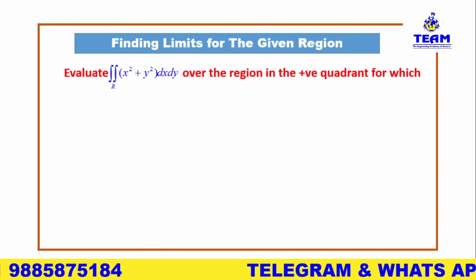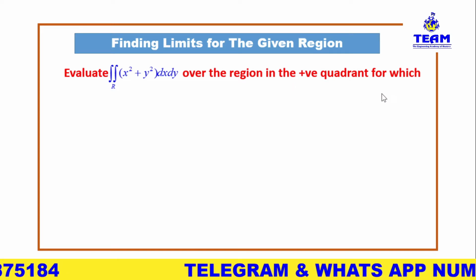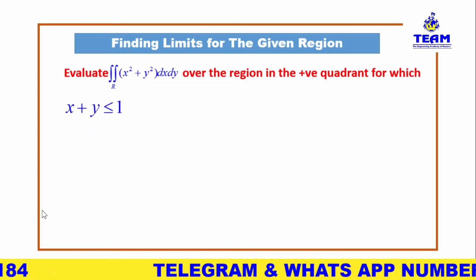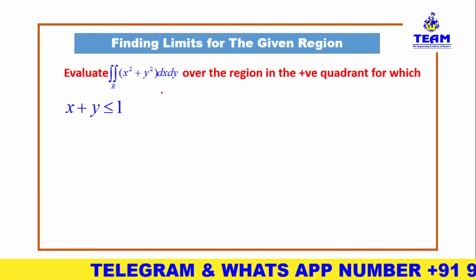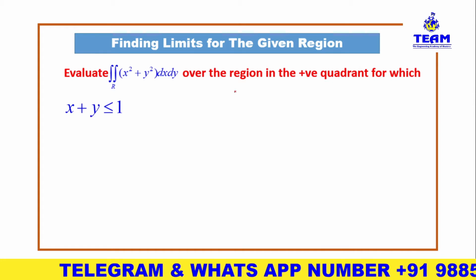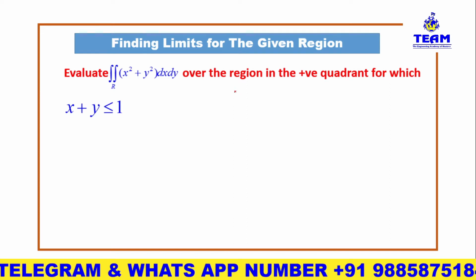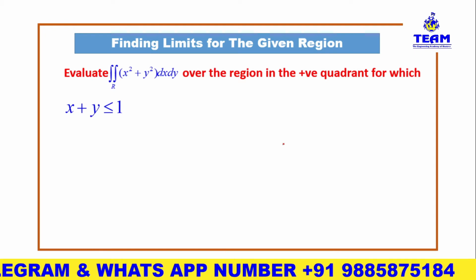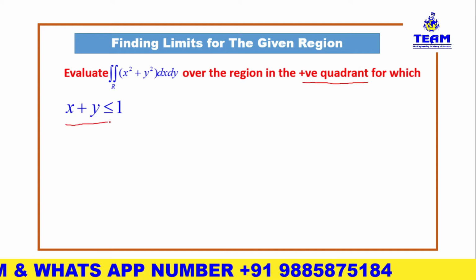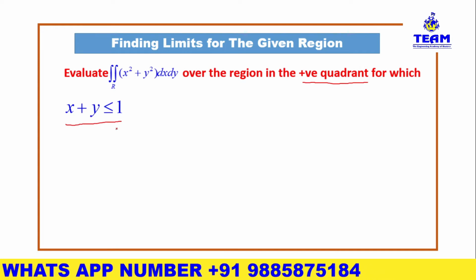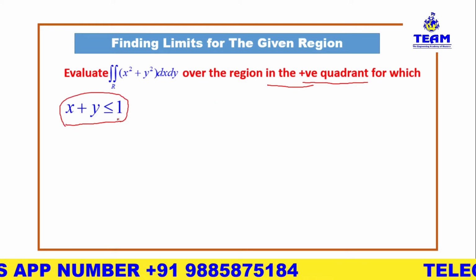You see friends, evaluate the double integral over R of x squared y squared dx dy over the region in the positive quadrant for which x plus y is less than or equal to 1. Friends, here you observe I gave only the problem, but I am not doing the total solution. What I am doing is just how to find the limits for the given region. First you observe this is the positive quadrant. Moreover, x plus y is less than or equal to 1. So this is our region in the positive quadrant, and that should be bounded by the x plus y is equal to 1 line.